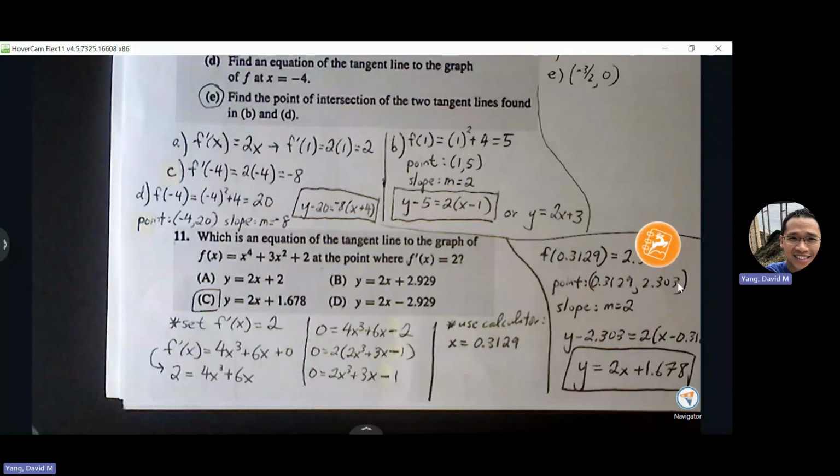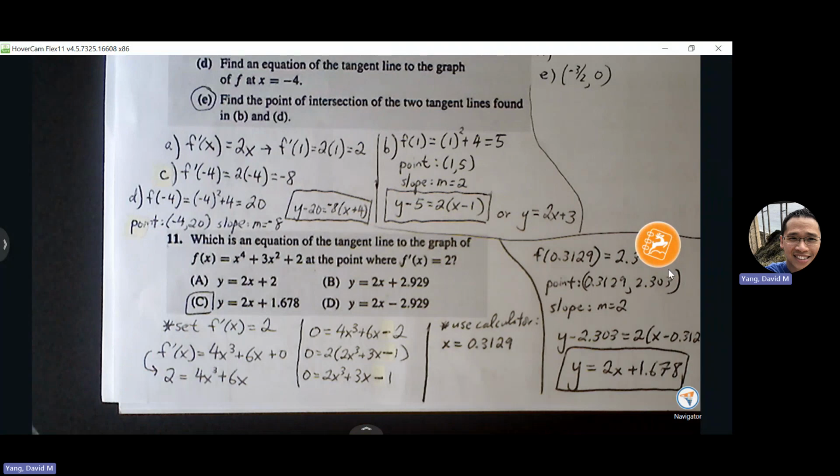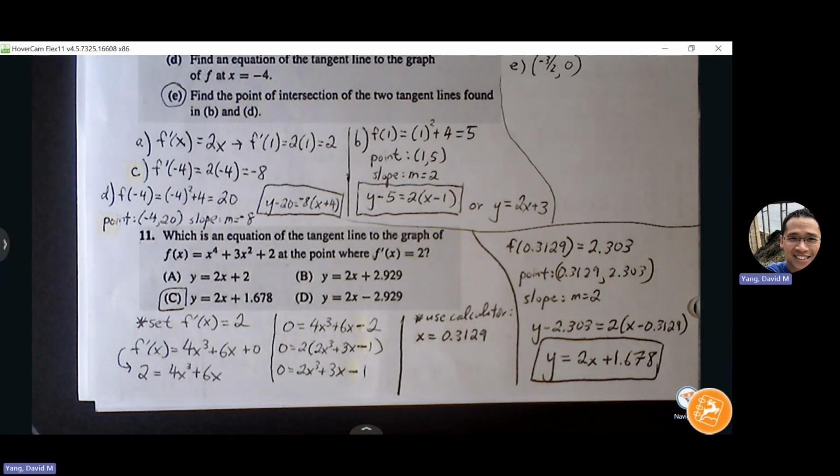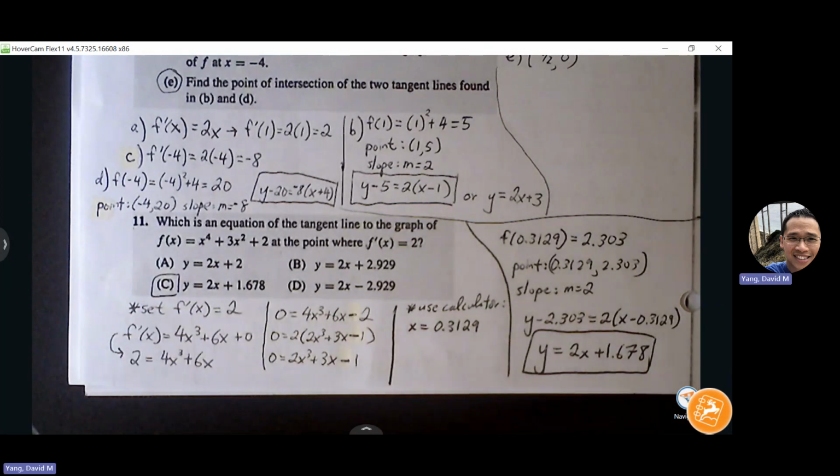Let me go over one of the homework problems here. So this is number 11 off of the AP review. I didn't get a chance to fully work out the problem on the key, so I just wanted to make sure you guys saw this here. It says, what is an equation of the tangent line to the graph of the function at the point where f prime is equal to 2?